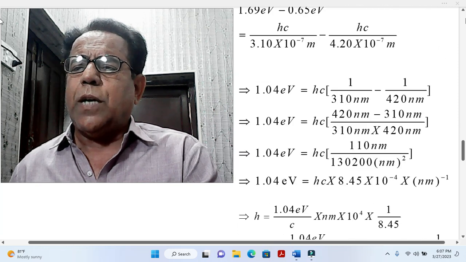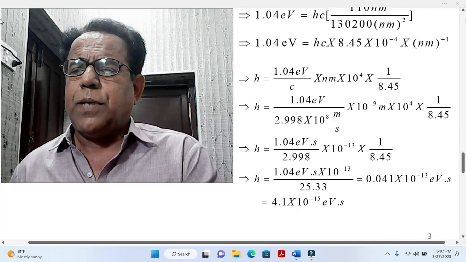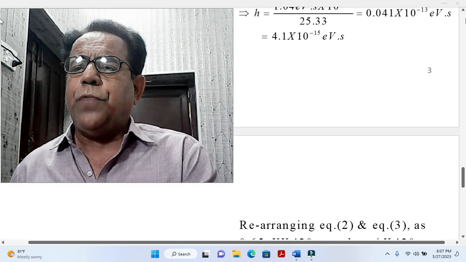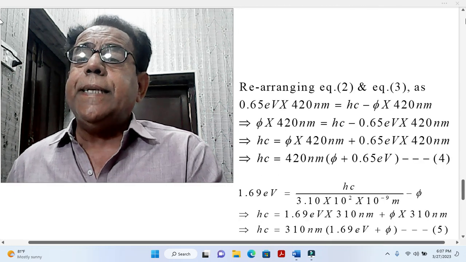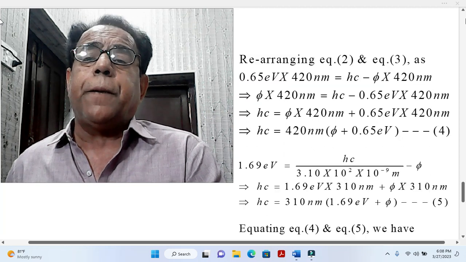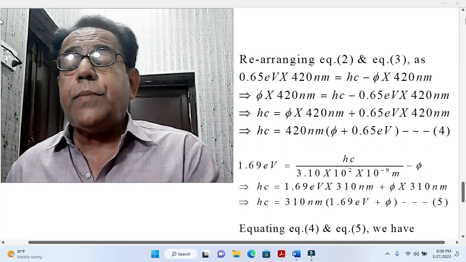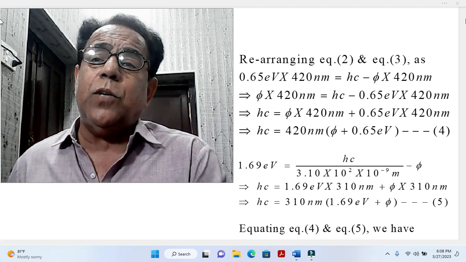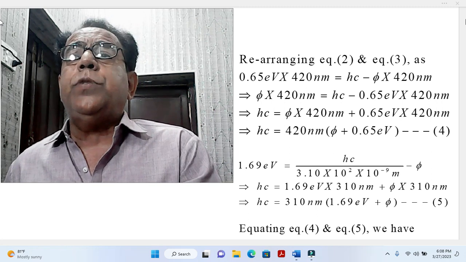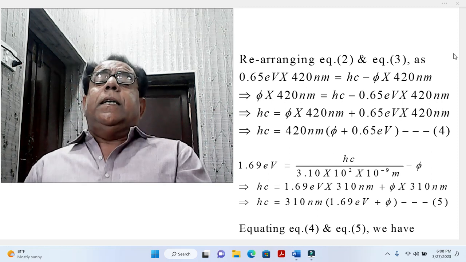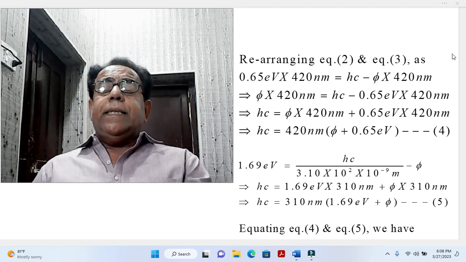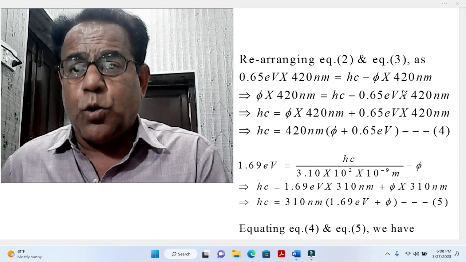Now we come towards the other part in which we have to find out the work function. The work function has also been given in the table, which is 2.28, but we have to confirm this value. We have to recheck this value, counter check this value by the data provided in this problem.